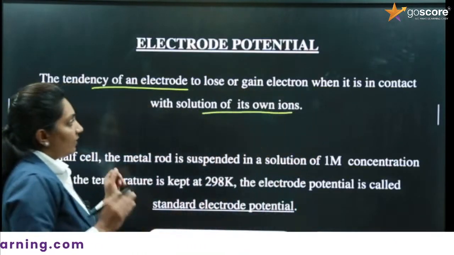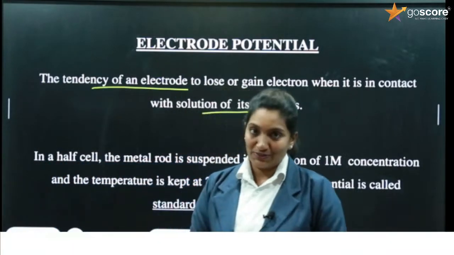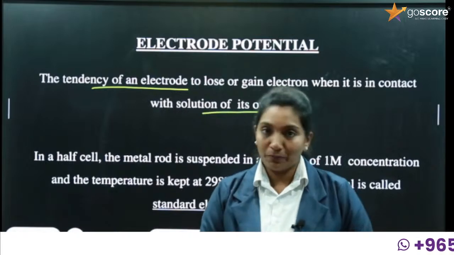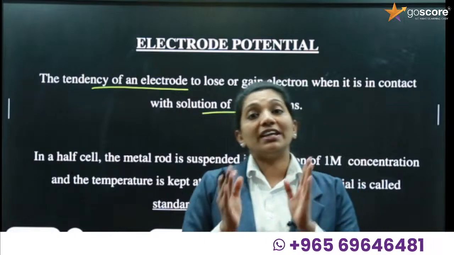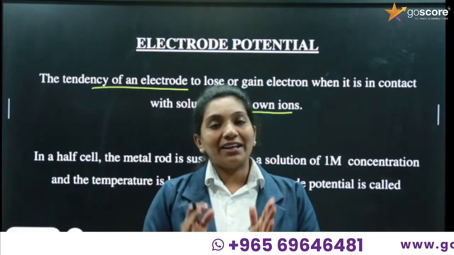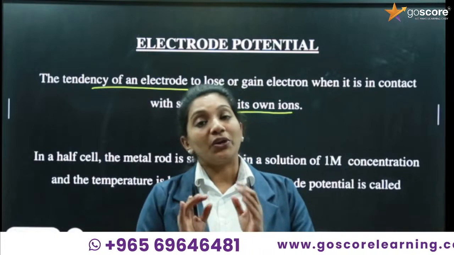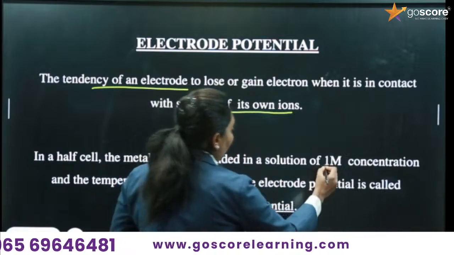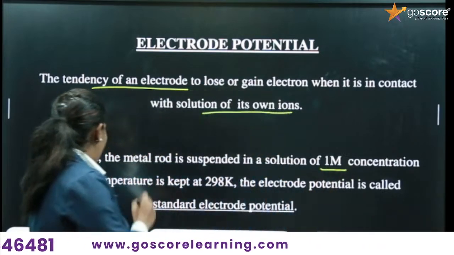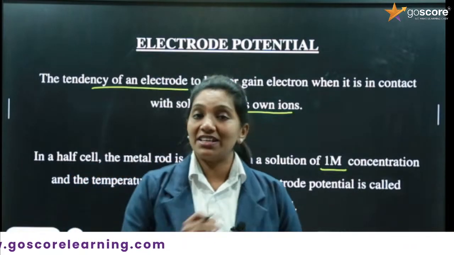So okay, we have kept the metal rod in its own salt solution and we got the electrode potential. We understood why it is the electrode potential. If you are keeping the metal rod in a 1 molar concentration of its salt solution at 298 Kelvin.